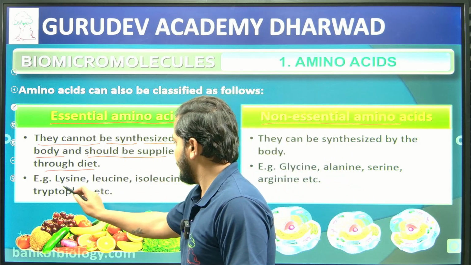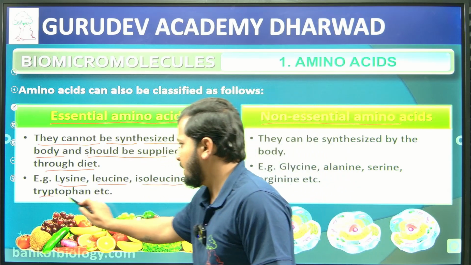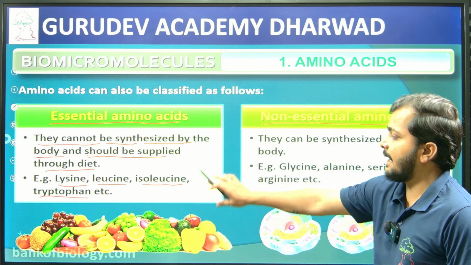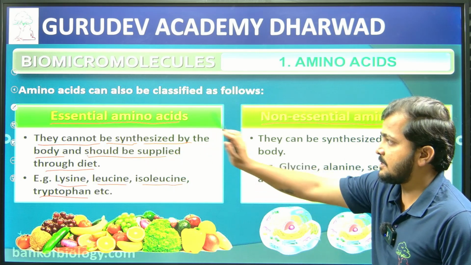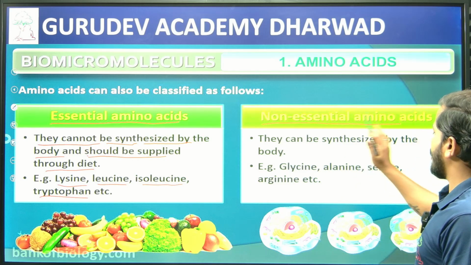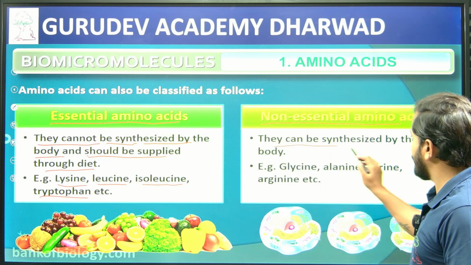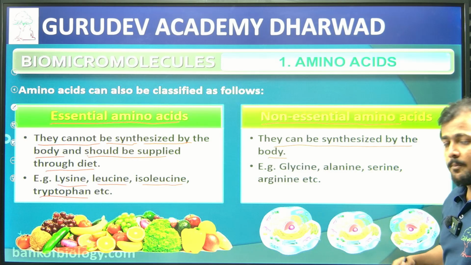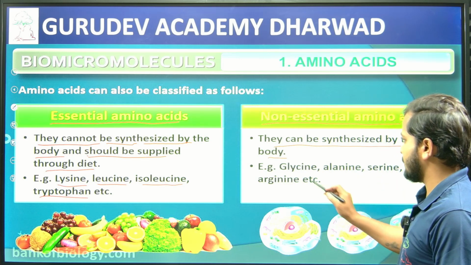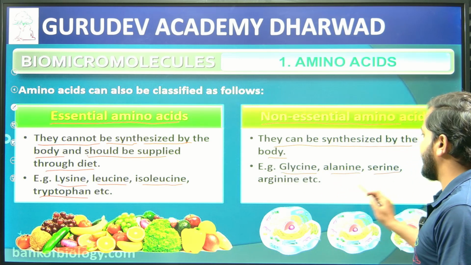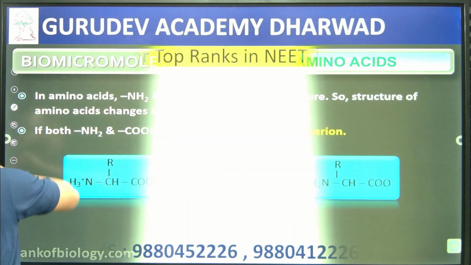Examples are lysine, leucine, isoleucine, and tryptophan. With respect to the dietary element, we get all these types of amino acids. Those amino acids are known as essential amino acids. For non-essential amino acids, we need not supply anything, so they can be synthesized by the body itself. The body or the cell itself forms these non-essential amino acids. Examples are glycine, alanine, serine, and arginine. So these are the examples to consider, right?